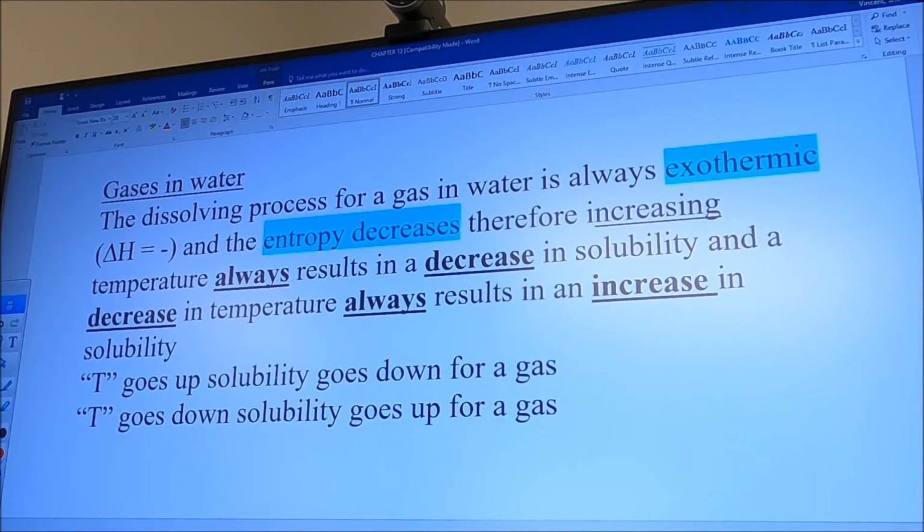Also, it's exothermic because it wasn't interacting with anybody, and when it dissolves, it has formed those attachments, and when those attachments form, energy is released. Both of those things stack against gases dissolving in warm water. So for a gas, as temperature increases, the solubility always decreases. And when temperature decreases, solubility always increases. Okay? Think about opening a warm can of soda as opposed to a cold can of soda and how much they fizz. Okay?